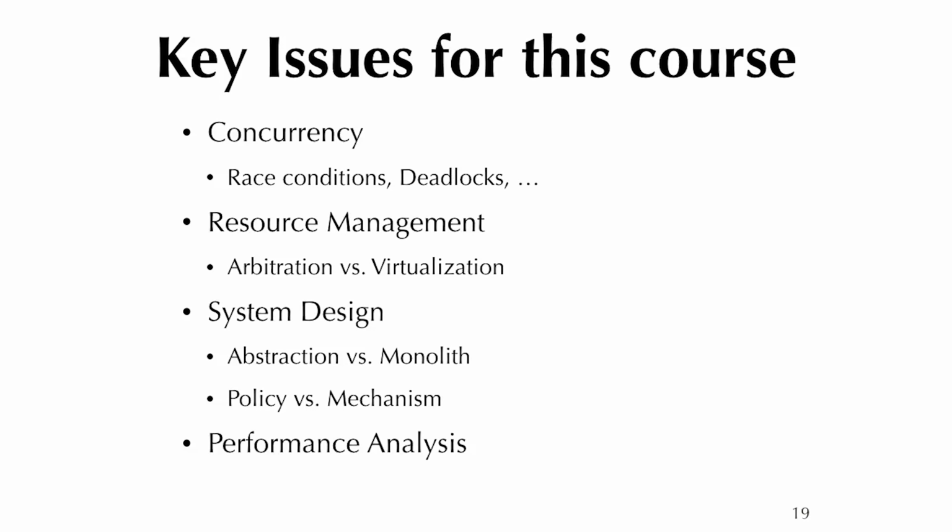System design: abstraction is basically a structure that hides the ugly side of things, versus monolith, which means you don't have that structure. You put everything all in one mush. You may have better efficiency with a monolith, but then you don't have that structure, which makes your code much harder to maintain. One other concept you've got to know is policy versus mechanism, and we'll talk about that in performance analysis.